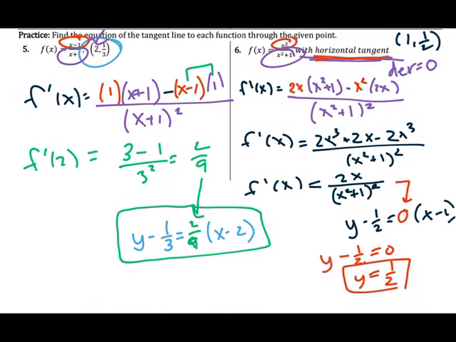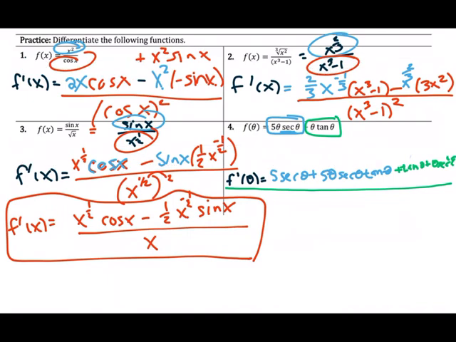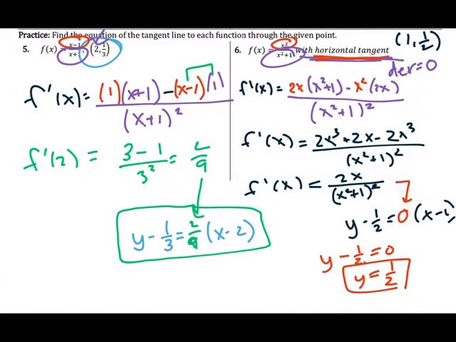Let's go ahead and recap what we learned in this video. We started with identifying what the quotient rule is and how to use it. We identified the 4 trig derivatives that we had not yet found. We completed some practice problems with both the quotient rule and involving some of those new trig derivatives that we identified. And we wrapped up by tying these back to writing the equation of tangent lines.